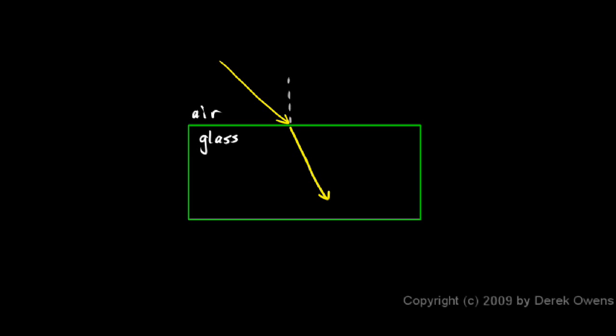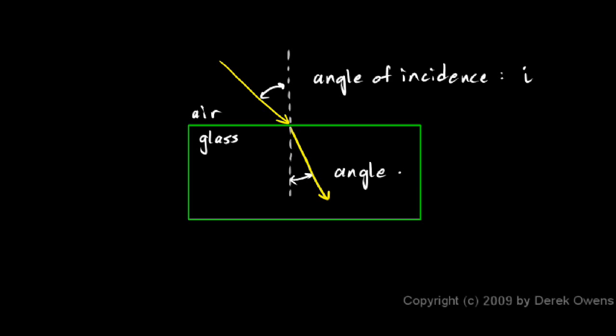So if we draw a normal right here perpendicular to the surface, we get two angles, and the angles are always measured relative to the normal. This angle is the angle of incidence, and we commonly represent it with the letter I, and this angle down here is the angle of refraction, commonly represented by the letter R.